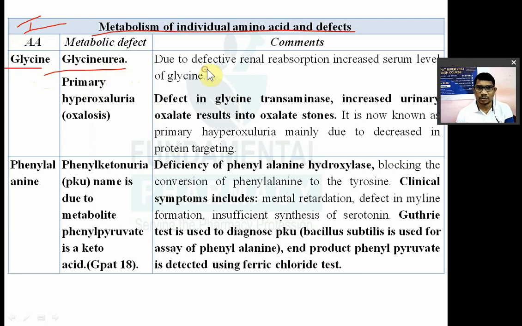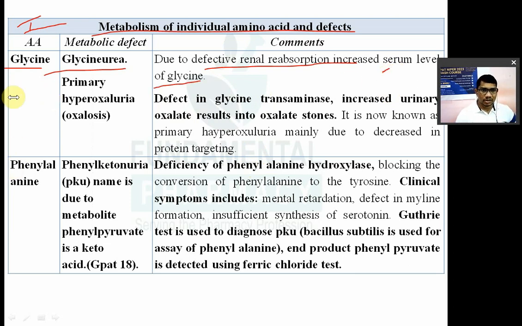This is due to the defective renal reabsorption. Defective renal reabsorption means that normally glycine should be reabsorbed from the urine, but it is not happening. It is coming into the urine. So that's why defective renal reabsorption increases the serum level of glycine.